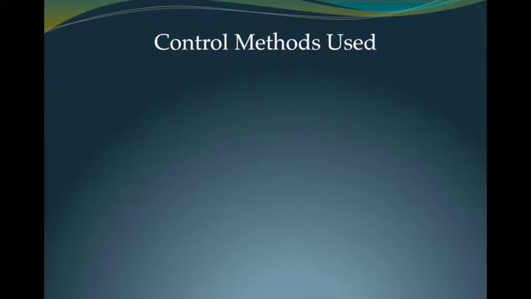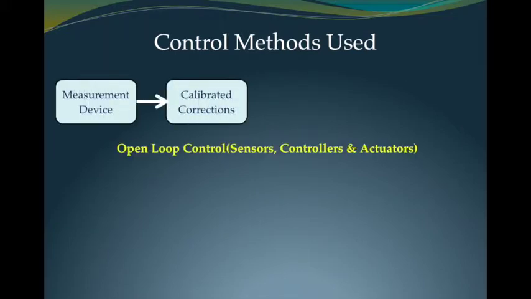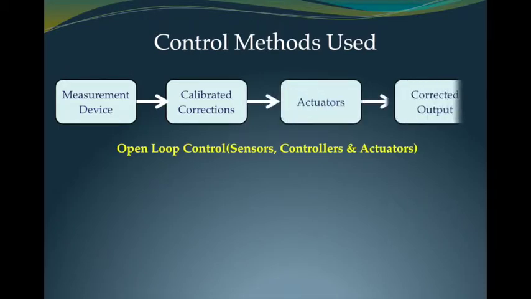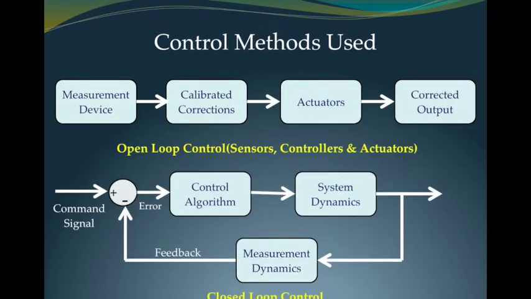Control methods used for this are open loop and closed loop control methods. Open loop does not use feedback to control the error of output from input, whereas the closed loop control method uses feedback, and is therefore more widely used to achieve accuracy and minimum blur in the image.